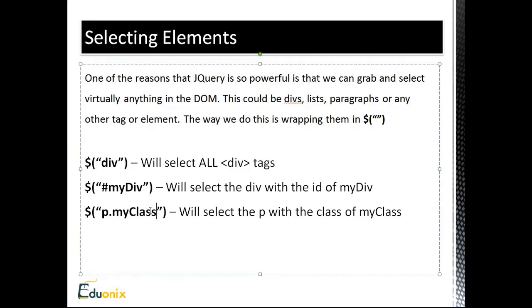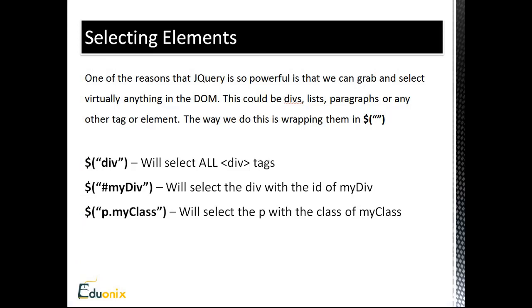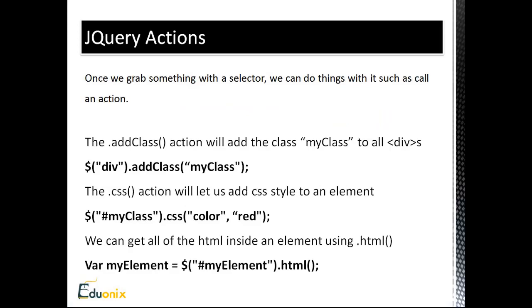When you're using plain JavaScript, it's not that easy to grab something with a class name. You can use get element by ID to grab something with an ID, but if it doesn't have an ID, then it's a little more complicated using plain JavaScript. jQuery makes it very easy to get whatever we want.